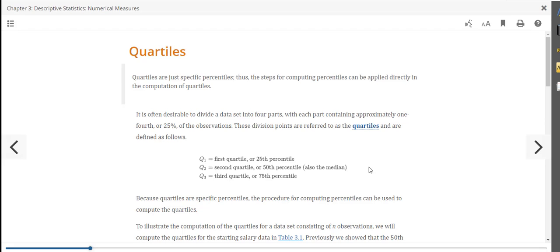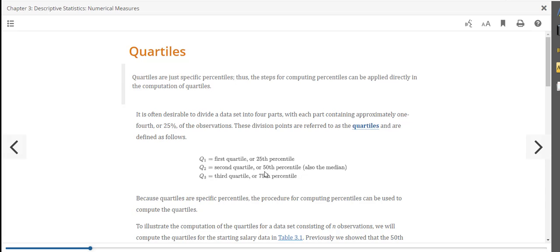Okay, so we talked about percentile scores, and we learned how to calculate, for example, the 25th percentile score or the 75th percentile score, and these have special names. The 25th percentile score is called the first quartile, and the 75th percentile score is called the third quartile. And the second quartile is the 50th percentile score. And you should recognize that as the median, right?